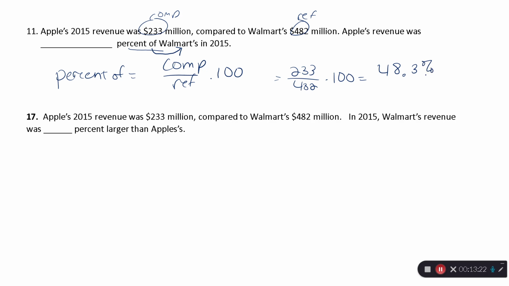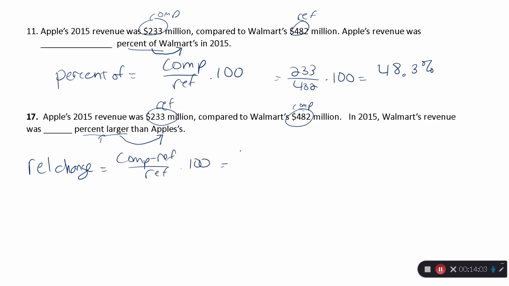Now I'm jumping down to 17 because I want you to see something. This reads almost exactly the same. We got 233, we got 482, we have the statement with percent, but now we're doing percent larger than Apple's. So we're changing two things here. Now my reference value is 233. Now my compared value is 482. And am I trying to calculate a percent of? Nope, that's larger than. That's a change word. So this is a calculation using relative change. So it's compared minus reference over reference times 100 because I want the change. So 482 minus 233 over 233 times 100.